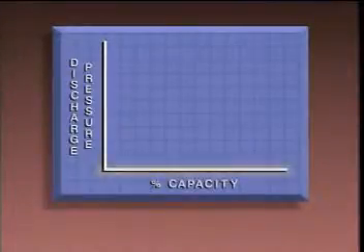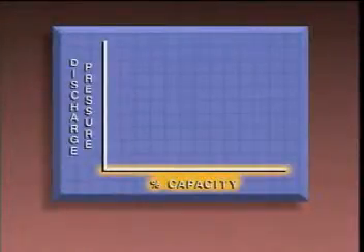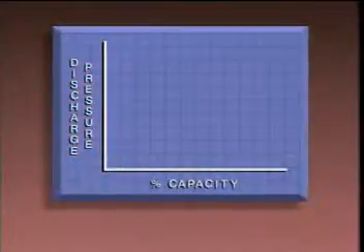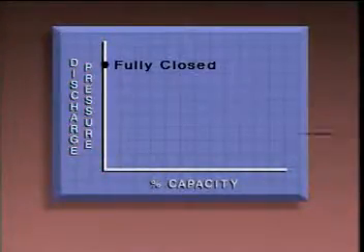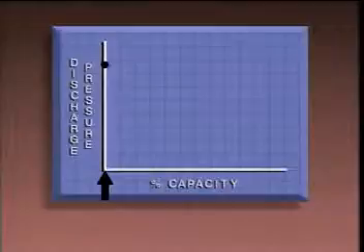On the graph, the horizontal axis represents flow rate. Here, the flow rate is given as a percentage of the pump's capacity, but it's often represented in gallons per minute. The vertical axis of the graph represents the discharge pressure. If the pump is running and the control valve is fully closed, the discharge pressure is at its maximum value for the pump's speed, while the flow rate is zero.